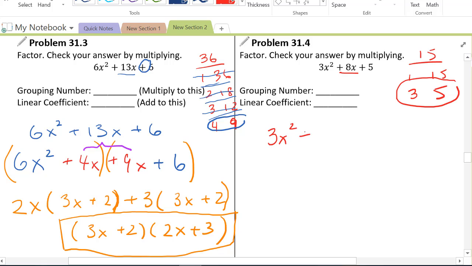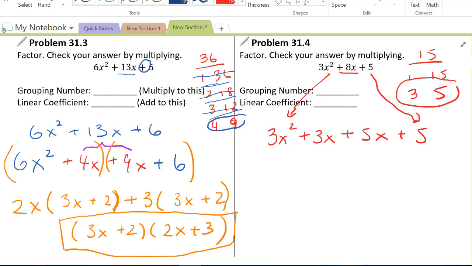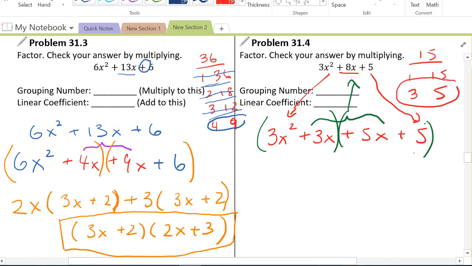Well, it has to be a plus 3x, and then a plus 5x, and then plus 5, right? You're bringing those down. You just keep bringing down the first term, and you bring down the last term. And then you make sure that the middle 3x plus 5x is equal to 8x. Okay? And it does. So now what do we do? We group factor. So group here, group, group, group.